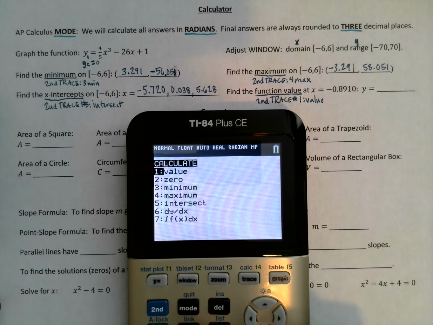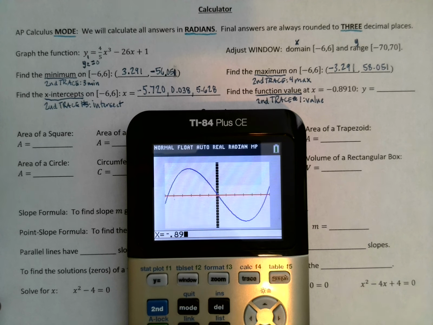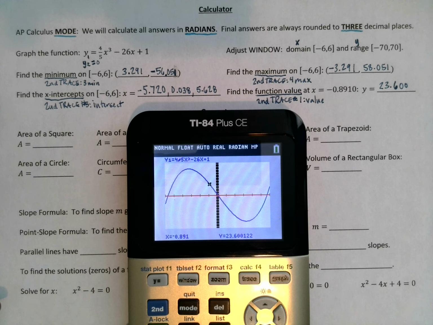For our function value, we do second trace number 1, value at -0.891, hit enter, and there's your y value. Great job.